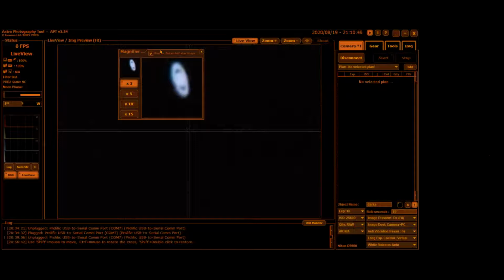Okay. All right. So now we're going to look at a double star. And this is one of my favorite double stars. It's called Albireo.